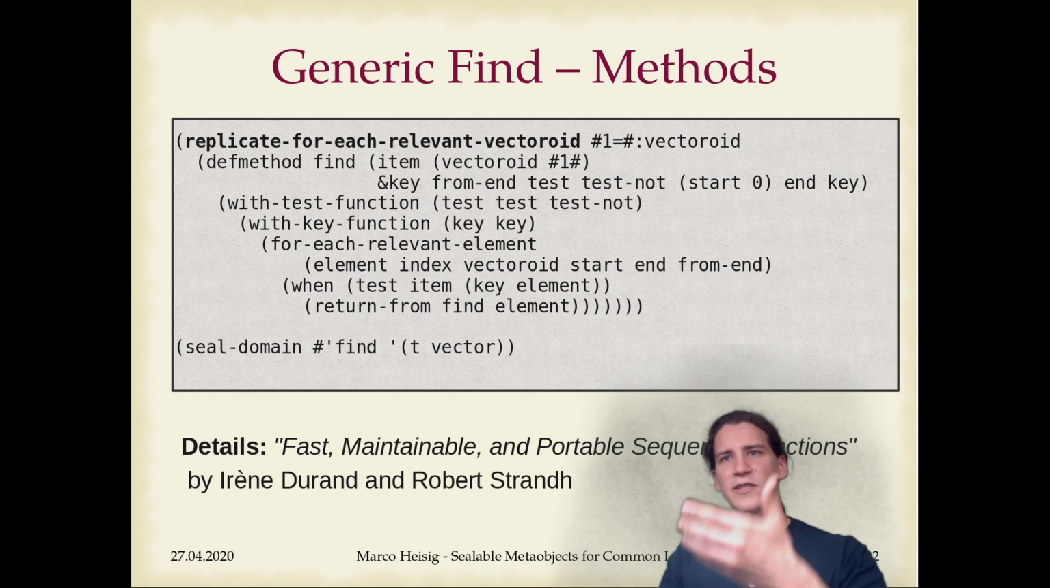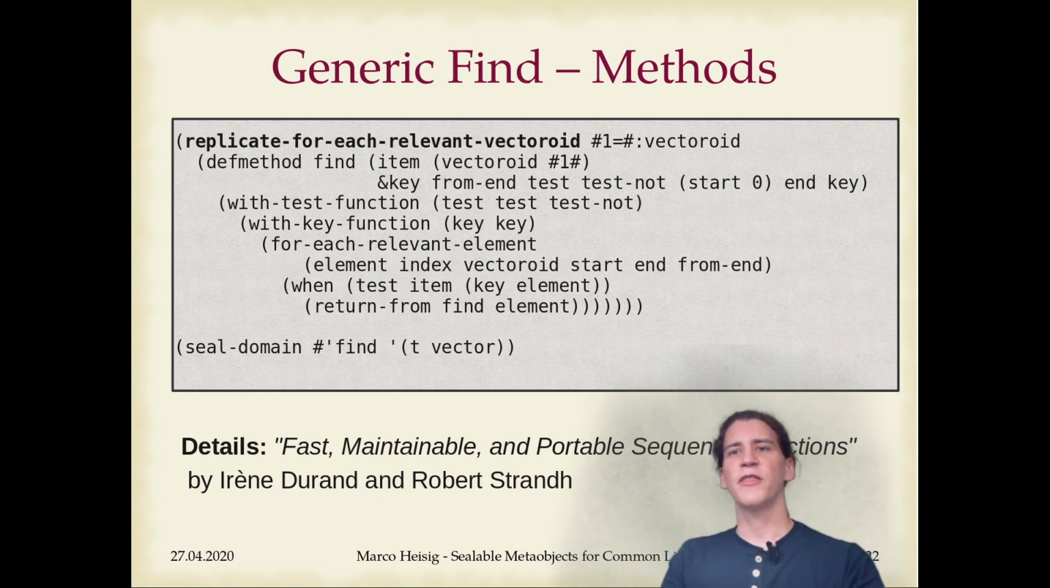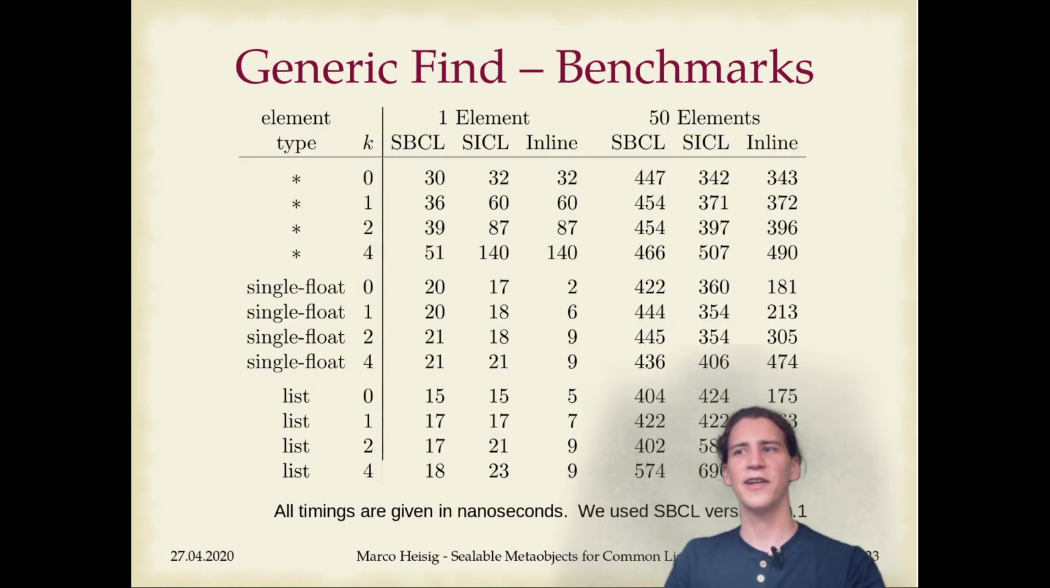And once all these methods have been defined, all we have to do is call seal domain on the domain of t and vector to get all the compiler optimizations. And now comes the point where I have to look at the benchmarks and say, was it worth it? And the answer is luckily yes.